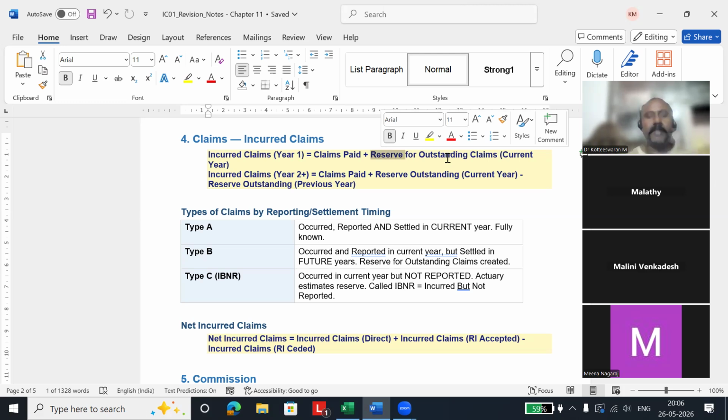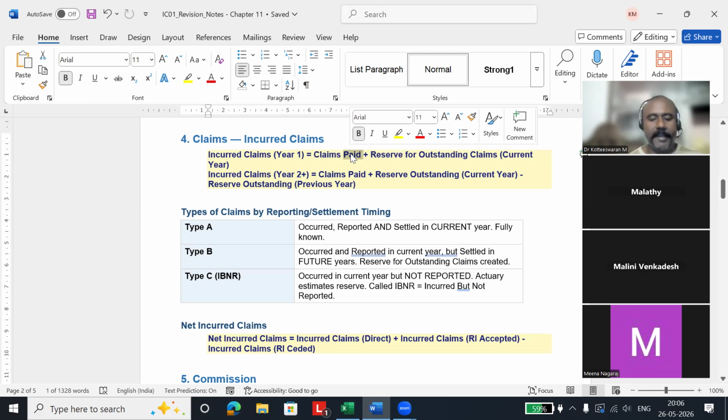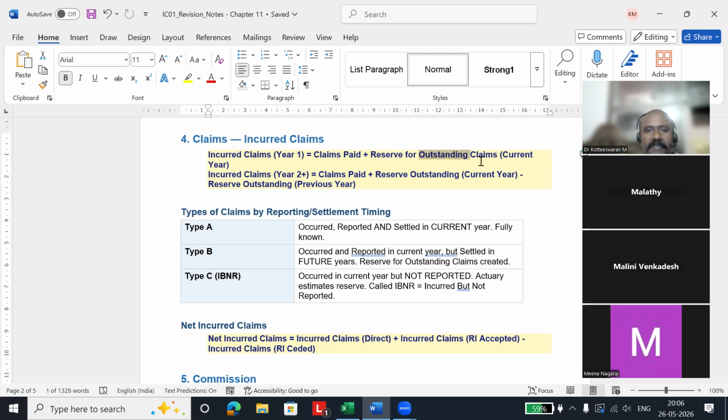The first year, I will count all the claims paid, and also all the reserves for the outstanding claims. Future எனக்கு இந்த claimsலாம் வரும்ட்டு application வந்துருச்சு. Claims I have received the application, but I have not paid it out. I have not paid the claims. So these are all called reserves for outstanding claims. So this is called first year. So 2026, I am going to incur claims. How am I going to calculate incurred claims? Claims paid plus reserves for outstanding claims.